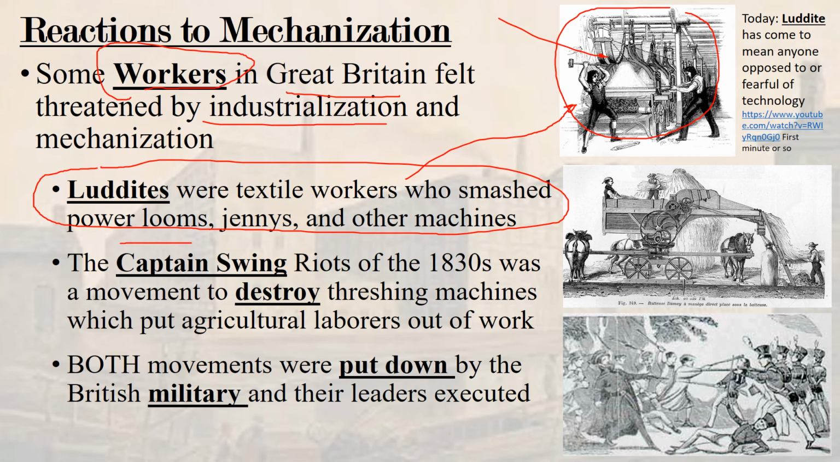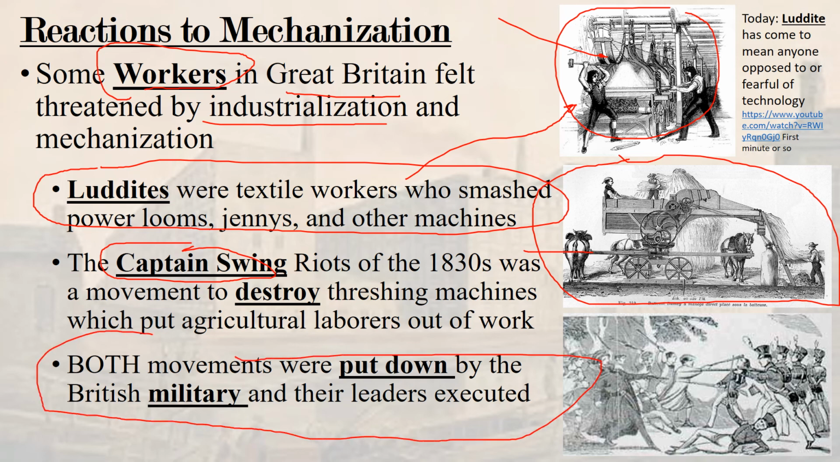You had the Swing Riots, or Captain Swing riots of the 1830s, as the mechanical threshers took over and were replacing and displacing all these agricultural workers. You saw these riots of farmers smashing up mechanical threshers and burning down this farm machinery because it was replacing them and they were getting kicked off the land. Both of these movements were violently put down by the British military.